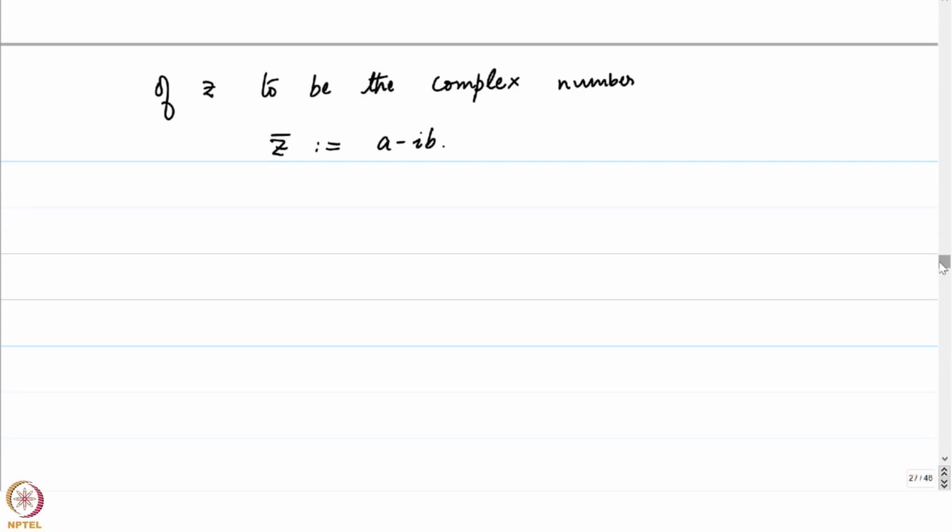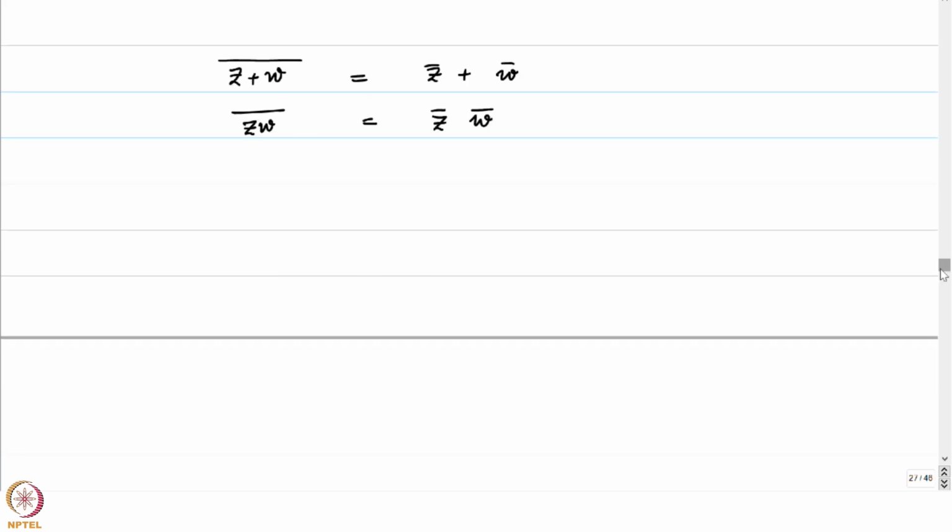It's an immediate check, which I will leave as an exercise, to see that if you look at the conjugate of z plus w, this is z bar plus w bar. And if you look at the conjugate of z times w, this is equal to z bar times w bar. You could write it down explicitly in terms of coordinates, compute both left hand side and right hand side, and see that they do match. Let's look at some properties of conjugation.